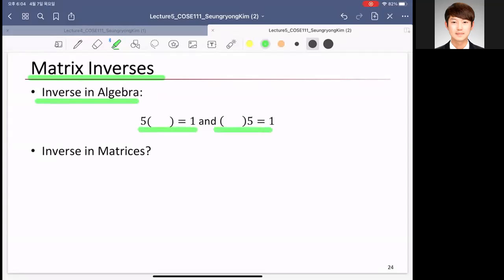We have a scalar value 5, but we want to generate 1 by multiplying some value, and we also want that by multiplying some value in front of 5, we also make 1. So the question is, which value satisfies this statement? In this case, which scalar value can satisfy this statement? 5 times what is equal to 1?